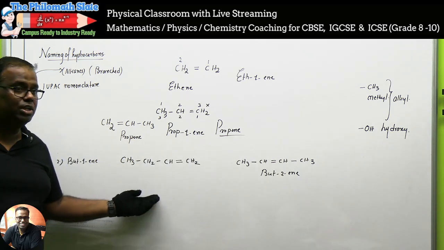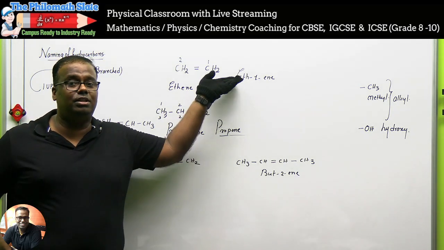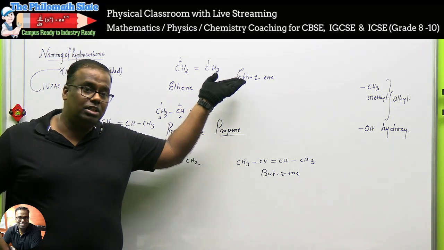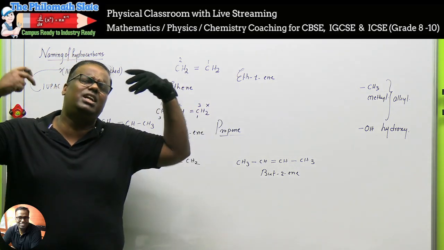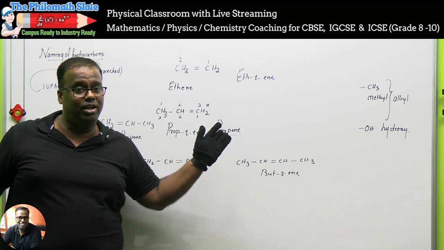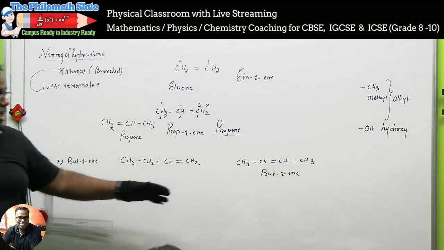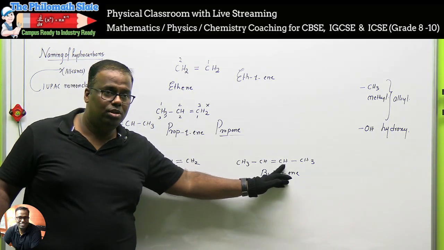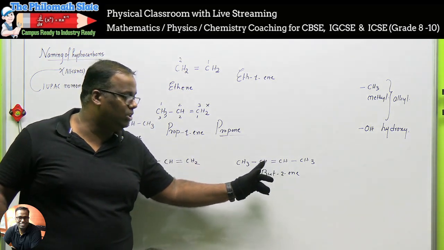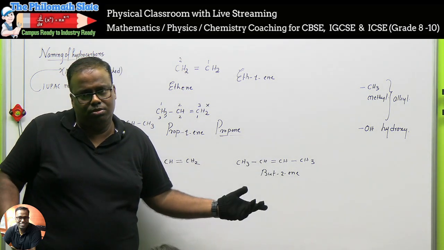This one does not enjoy the privilege like propene and ethene enjoys, because in ethene and propene you cannot get another locant other than 1. Did you understand the beauty? But in case of butene you can have a locant as 2, because here the double bond is between 2 and 3. So we will select 2.